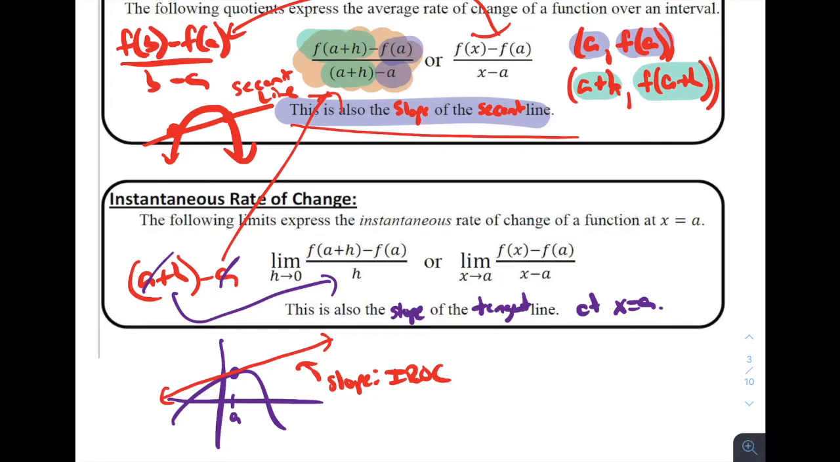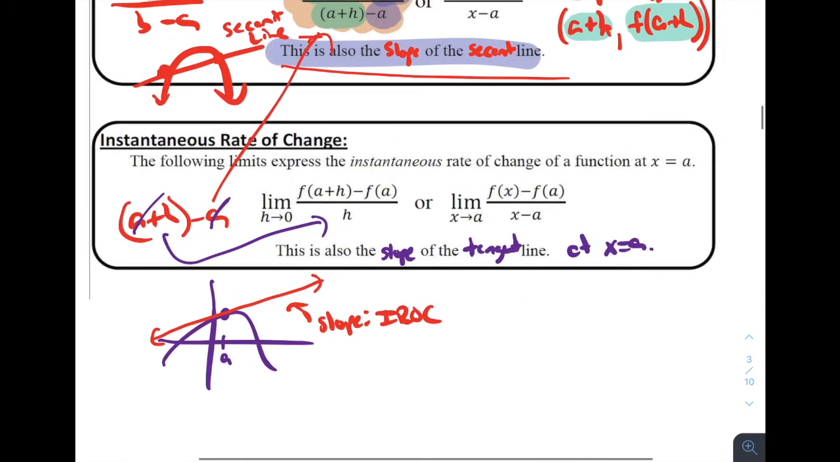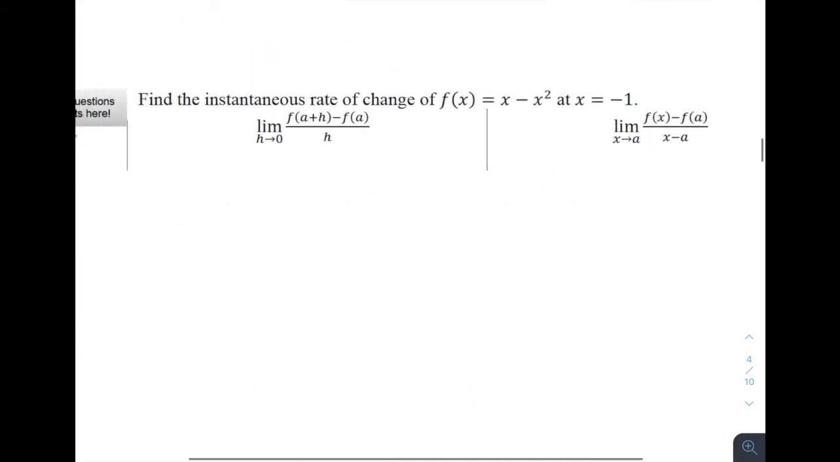All right, so now that we've seen that, let's get on to our next piece. We're saying find the instantaneous rate of change of f of x is equal to x minus x squared at a value of x equals -1. We've got two different ways that we're going to approach doing this. I'm going to go through both of them, but we're using limits. We're using these limit definitions of instantaneous rate of change that we had from right here. And so we're essentially trying to find the slope of the tangent line of this function at x equals -1. That would be our instantaneous rate of change.